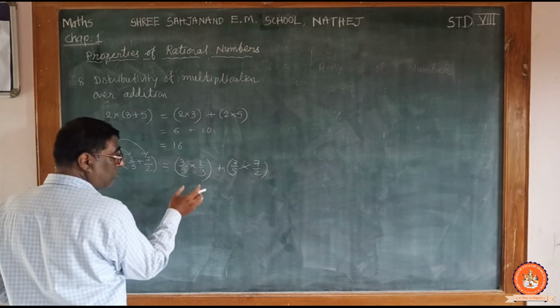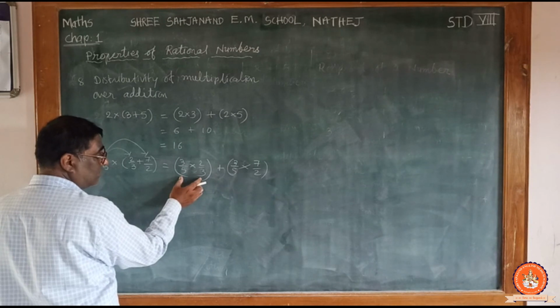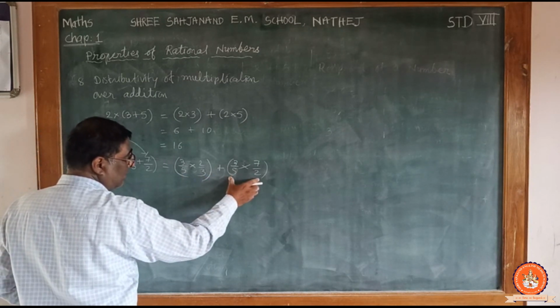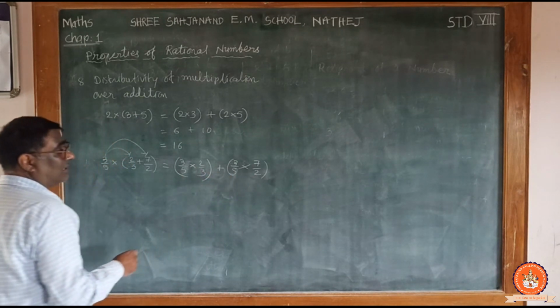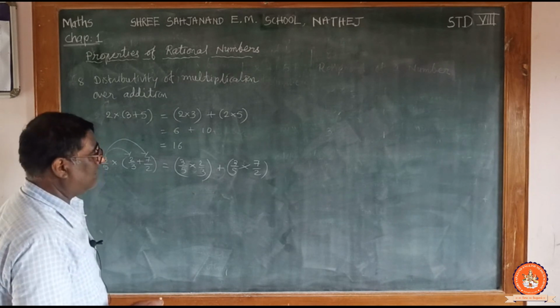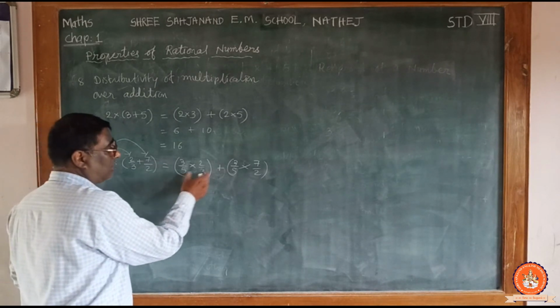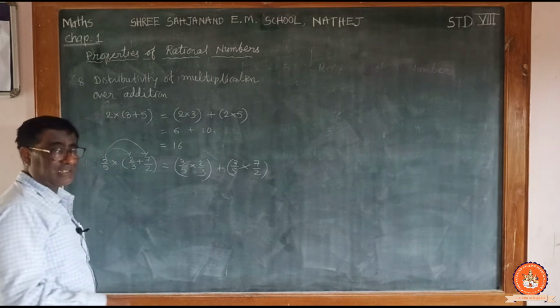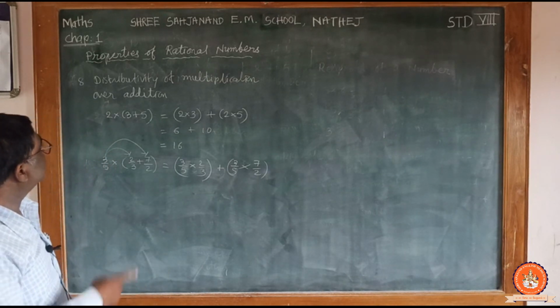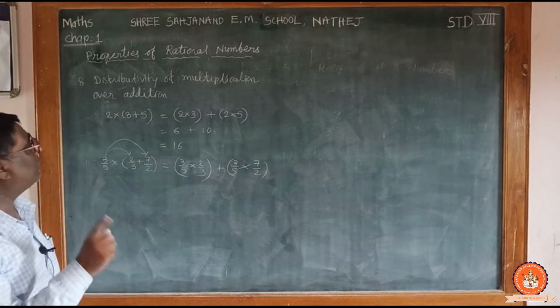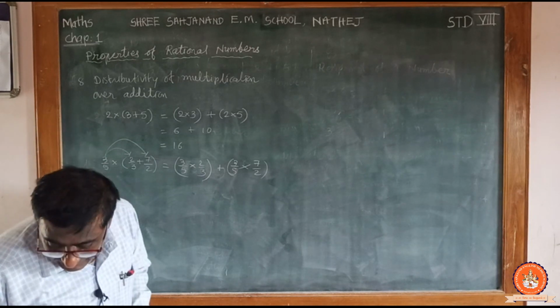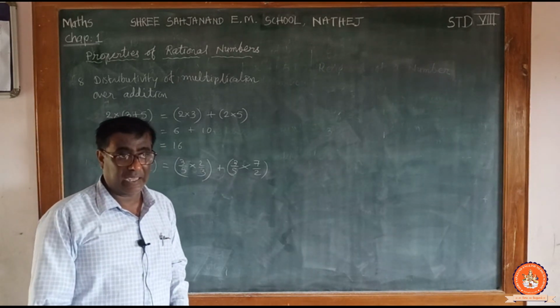So what you have to do, you have to multiply these two first, then this one, and then you can add the product of these two to get the correct answer. Okay, so this is the distributivity of multiplication over addition, and we can use it.